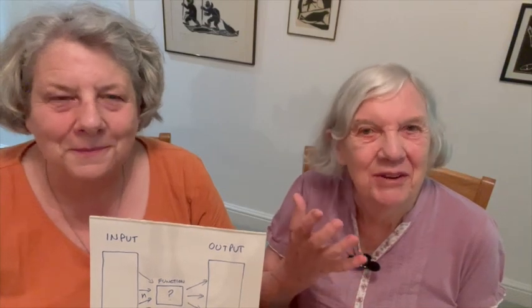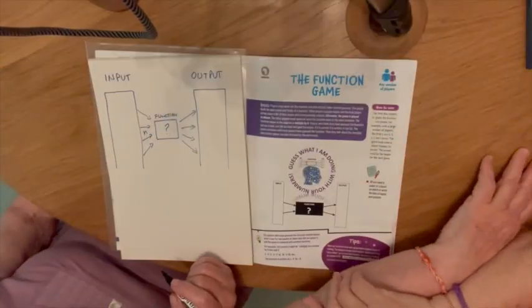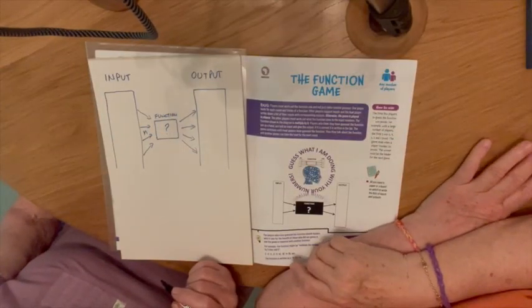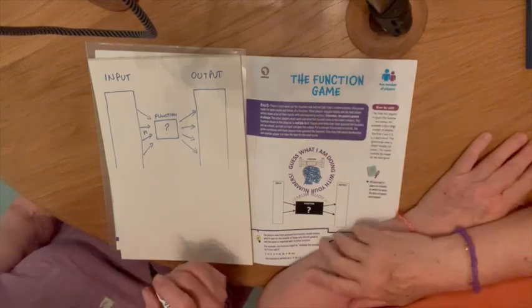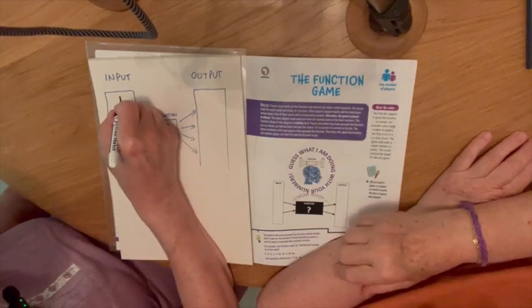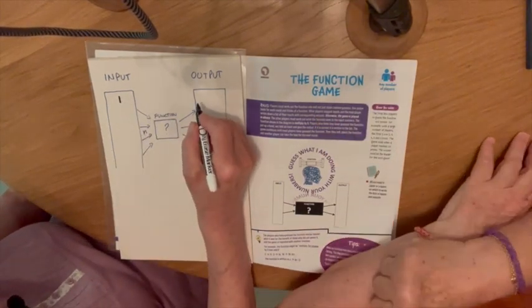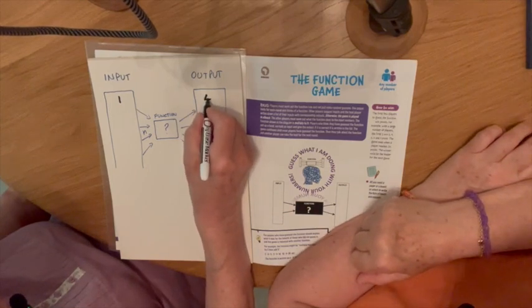Okay, and you can make it very simple for younger learners, and you can make it quite challenging for older learners who are a bit more confident. All right, Caroline, give me a number. A number. Let me start with the number 1. All right. And the input's 1 and the output is 4.